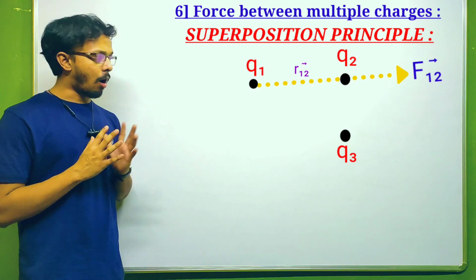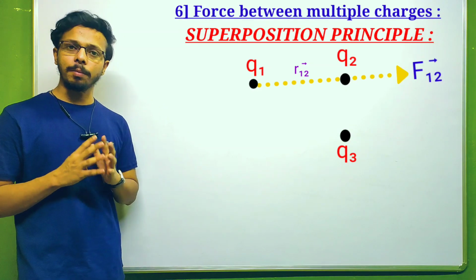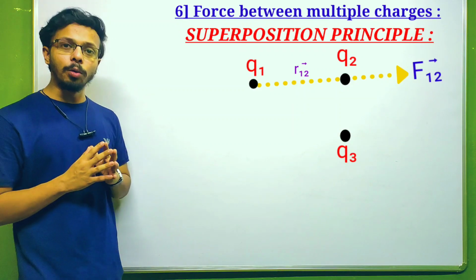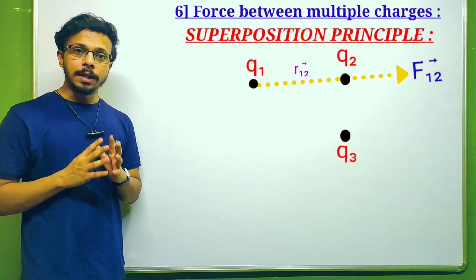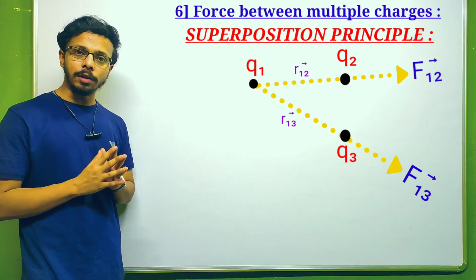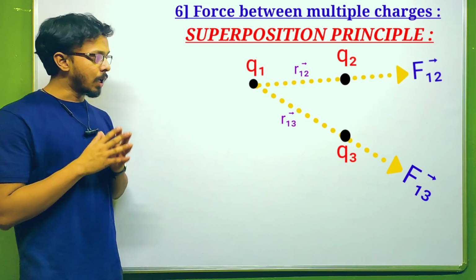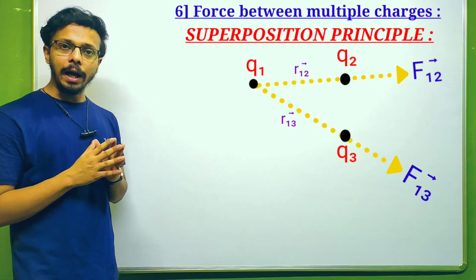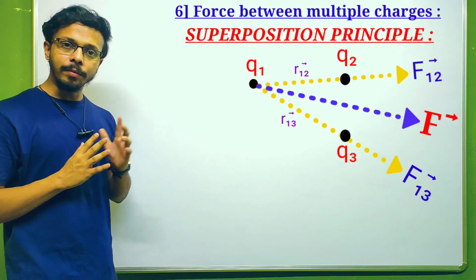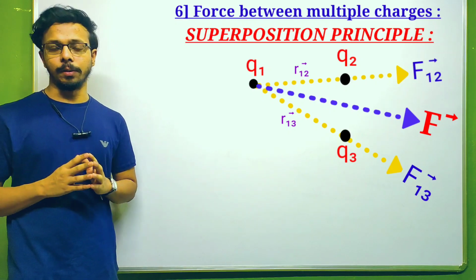So if you consider all three charges of the same magnitude and the same polarity, if all three charges are positive, then the force is repulsion. So the force on Q1 due to Q2 is F12. Similarly, the force on Q1 due to Q3 is F13, which is again away from that. Now we have two vectors, F12 and F13, and the resultant of these two vectors is F. So that is the resultant force on Q1 because of the charges Q2 and Q3.